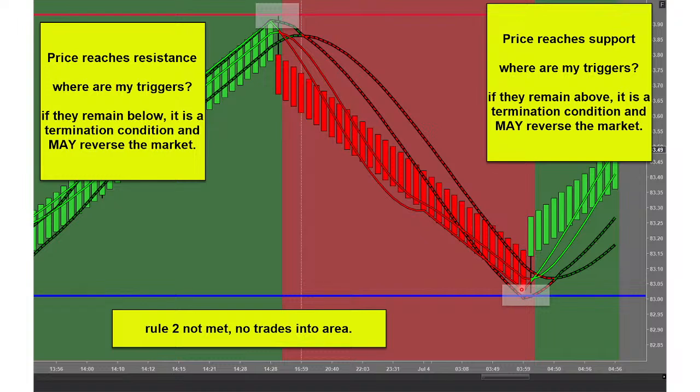If price comes down, reaches support, where are my triggers? If price is up here, it hasn't reached the area yet, guys.